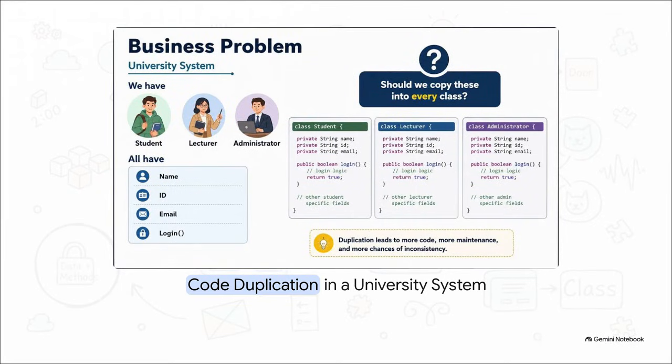Now, what's really interesting about this is how fast a simple university system turns into a massive maintenance nightmare. Let's say we have a student, a lecturer, and an administrator. They all need a name, an ID, an email, and a way to log in, right? Well, if we copy-paste that exact same login logic into 3 totally separate classes, what happens when the security team suddenly asks us to update the password policy? Suddenly, we're tracking down and tweaking that code in 3 different places. That instantly increases the chance of errors, bugs, and just really frustrating inconsistencies.